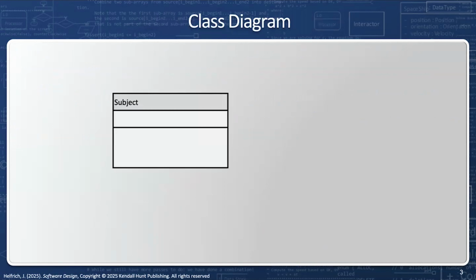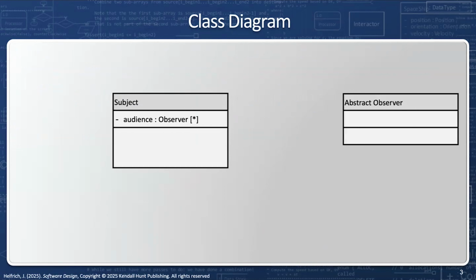We're going to start with a subject, and the subject is the one who generates the message. Now there's an audience, and that's a collection of observers. So we need to have an abstract observer, and notice how there are many. Therefore, we're going to have aggregation. I'm going to have a subscribe and an unsubscribe, so a given observer can add himself to the list or remove himself from the list.